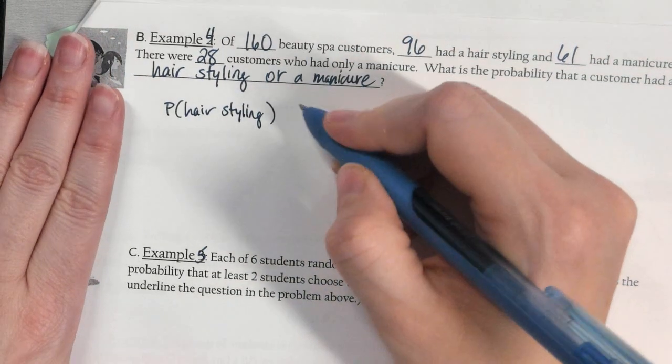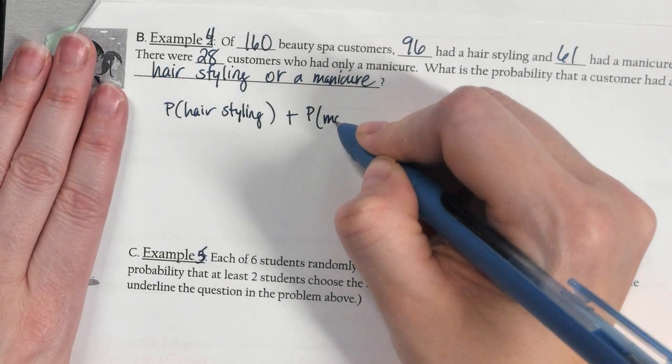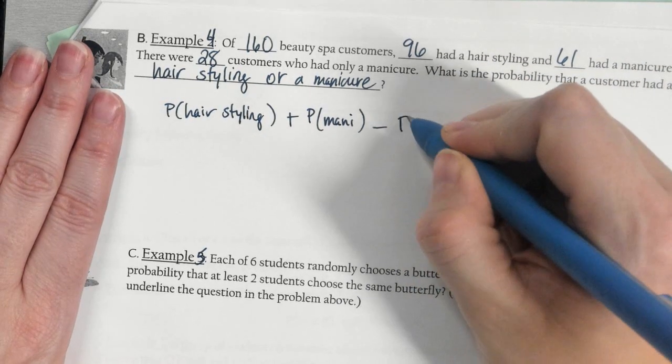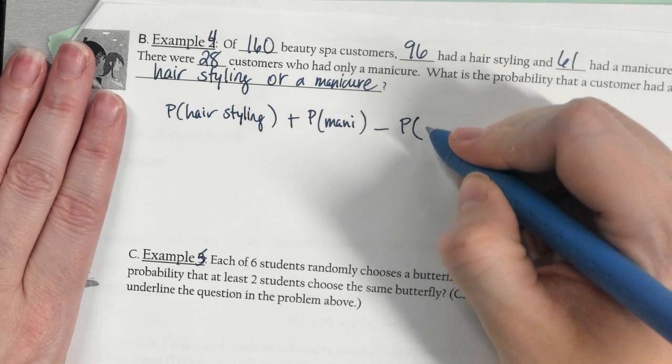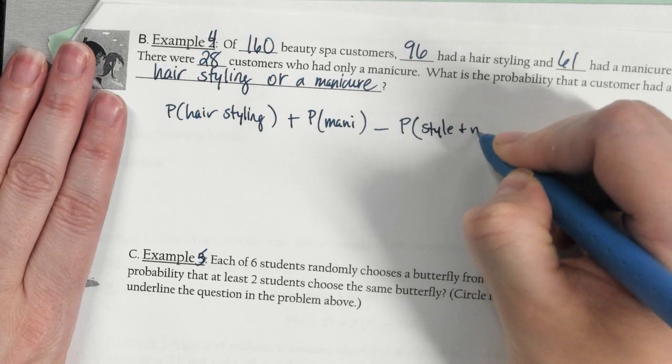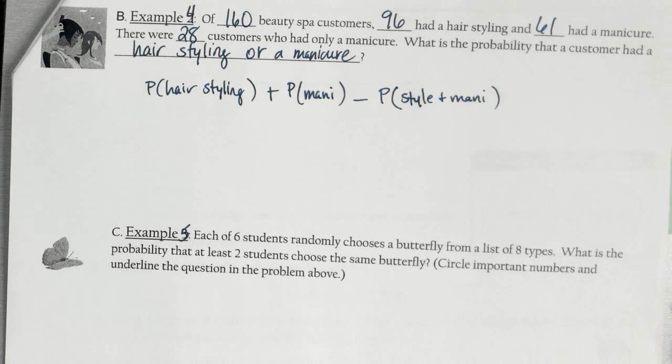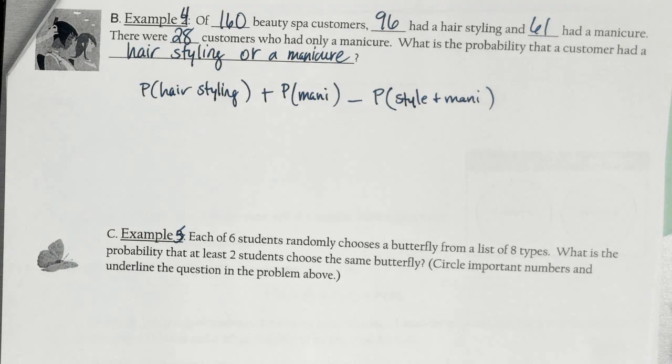So the probability of hairstyling, we're just going to shorten manicure to mani, minus the probability of style and a mani. Alright, so let's see if you can do those calculations.